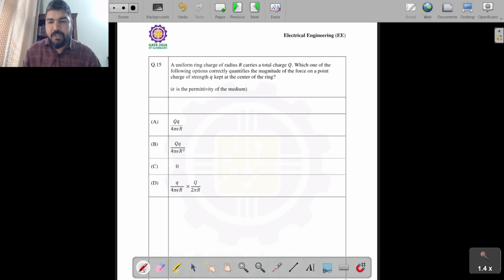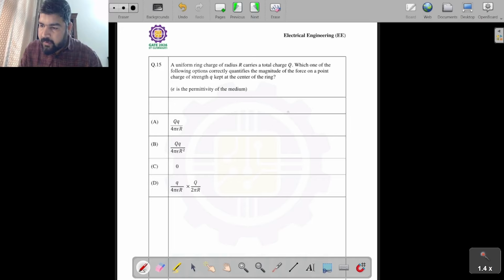Okay, now let's discuss question number 15. This question is from electromagnetic field theory. The question says that a uniform ring charge of radius capital R carries a total charge capital Q. Which one of the following options correctly quantifies the magnitude of force on a point charge of strength small q kept at the center of the ring?